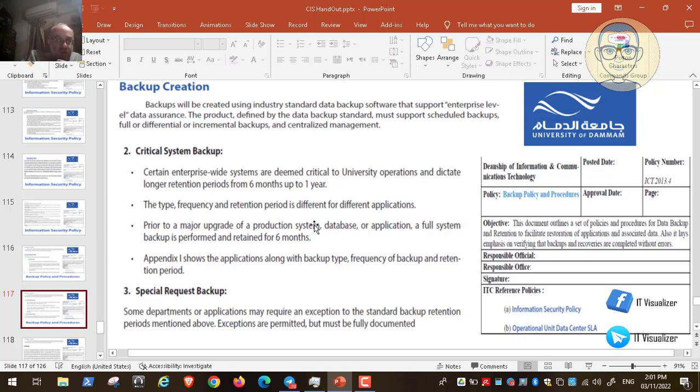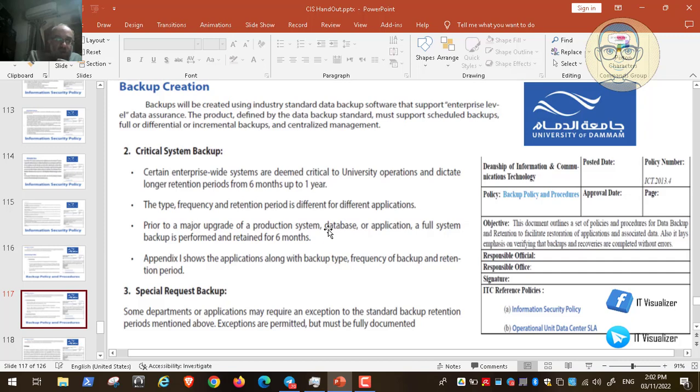Prior to a major upgrade of a production system, database, or application, a full system backup is performed and retained for 6 months. So here it is stating that any system that will be upgraded, maybe the financial system or any other system, if you are upgrading it, then you should take a backup, and this backup is retained for 6 months. So this is very, very critical.